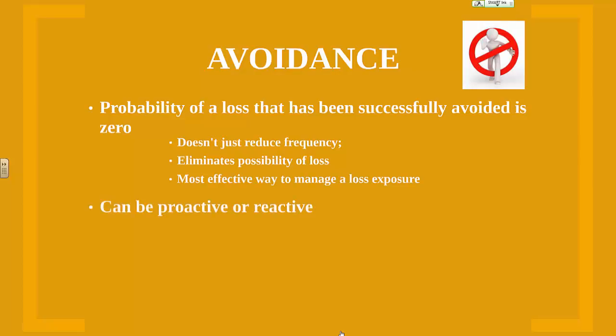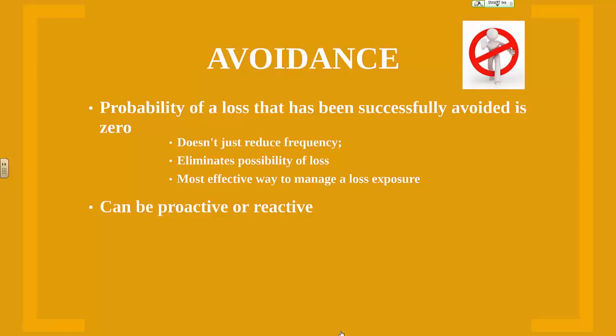Also, avoidance can be proactive or reactive. Proactive avoidance would be the decision not to engage in an activity or not to purchase an asset, whereas reactive avoidance would be abandoning a project or selling off an asset. Reactive avoidance might result in some residual loss, such as if you sell off a property, you might still be liable for asbestos exposure from the time that you actually owned the property.